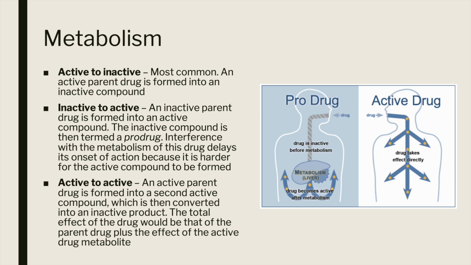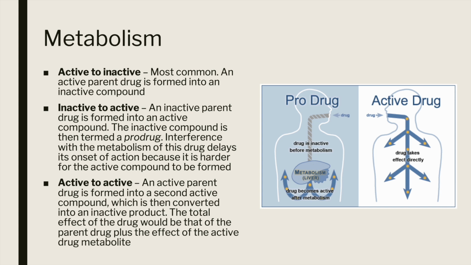We also have inactive to active. This means that you have an inactive drug that is then formed into an active compound in the liver, and the inactive compound is termed a prodrug. Interference with the metabolism of this drug can delay its onset of action because it's harder for the active compound to be formed. This is not as common, but this is a form of metabolism.